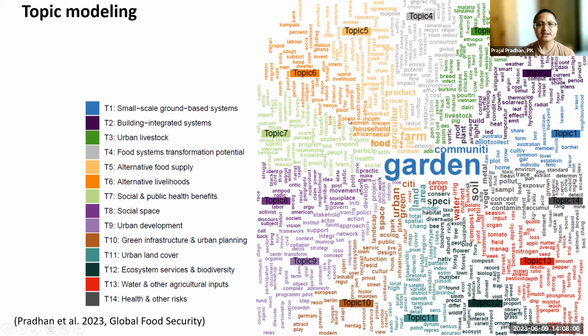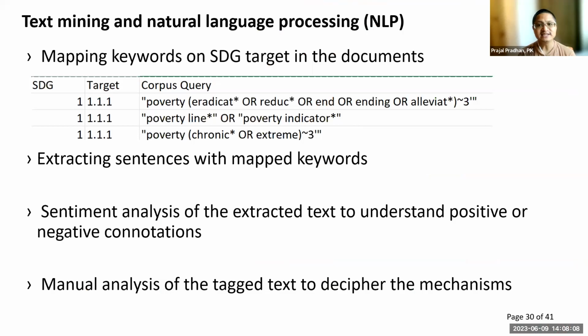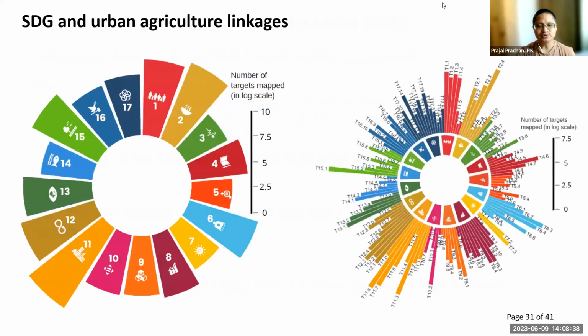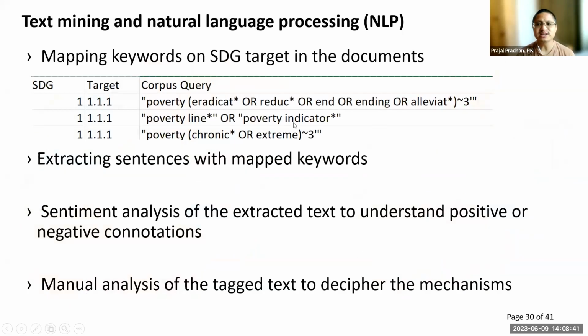The second approach is text mining. In terms of SDGs, we are looking at certain words in those documents. This is an example for SDG target 1.1, and we are looking at whether text related to poverty, eradication, or reduction is mentioned or not. We try to map these keywords in the text, and then we try to extract the sentences where this text is mentioned.